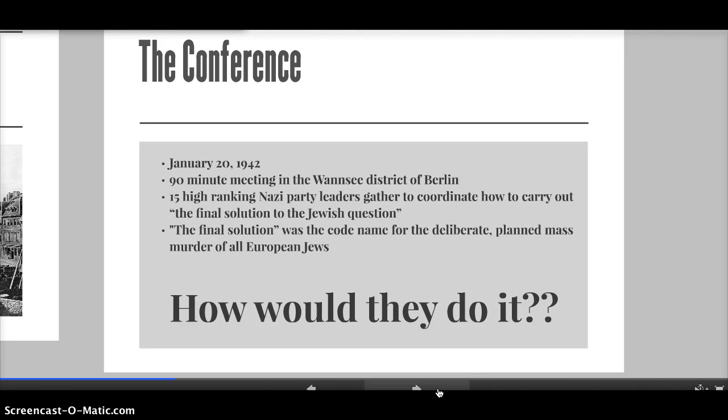The Wannsee Conference. So this occurred on January 20th, 1942. It was a 90-minute meeting in the Wannsee district of Berlin. 15 high-ranking Nazi party leaders gathered to coordinate how to carry out, quote, the final solution to the Jewish question, end quote. The final solution was a code name for the deliberate, planned mass murder of all European Jews.